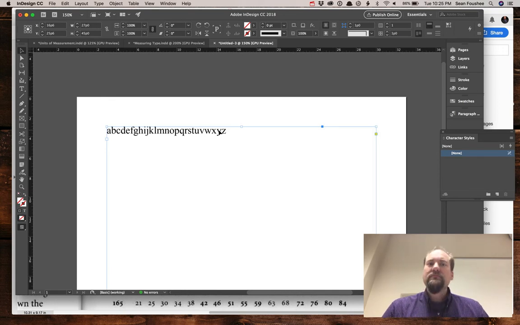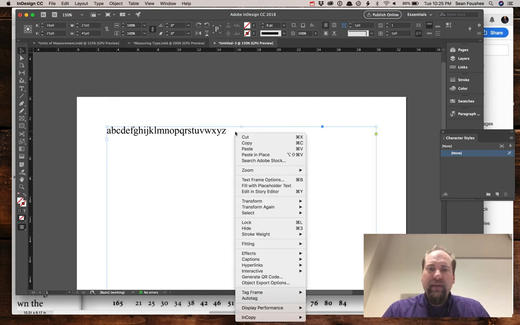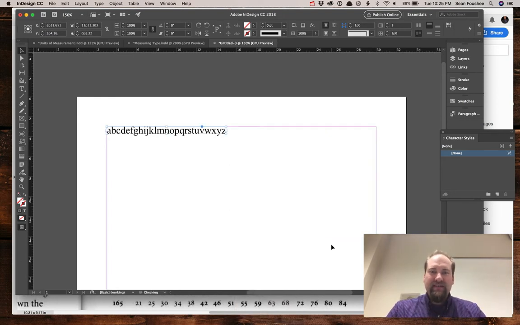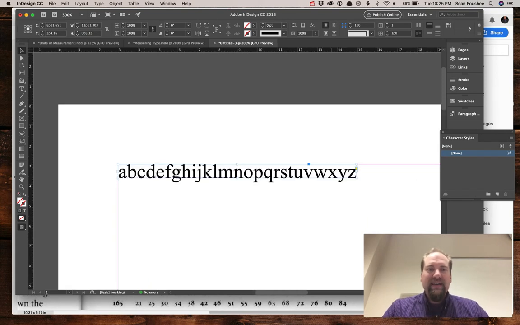If I right-click on this particular frame and go down to fitting, I'm going to choose fit the frame to content. Now, you look, the frame fits just the lowercase alphabet. Do you see that? The width is just the lowercase alphabet. And if I have this selected up here, it says the width is 11 picas, 11.303 points.